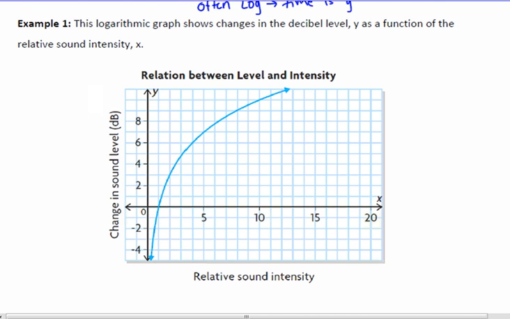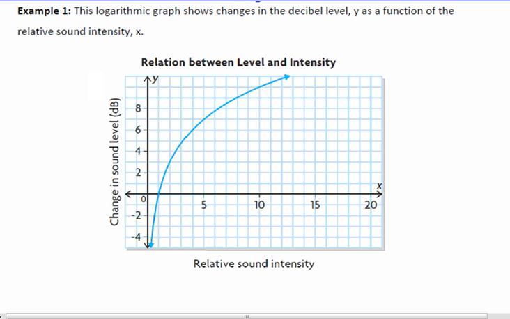So here's an example. This logarithmic graph shows changes in decibel level, y, as a function of the relative sound intensity. So y is always a function of x. And so when they describe it, they say the decibel level is a function of sound intensity. And so notice how your decibel level is y and your sound intensity is your x, because y is always a function of x.